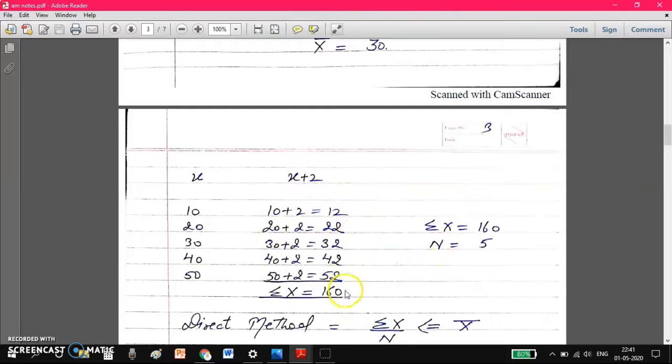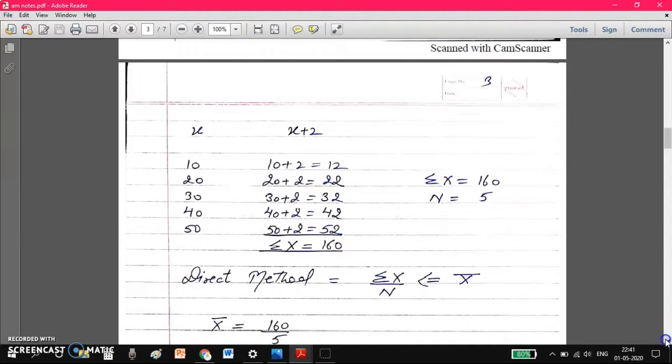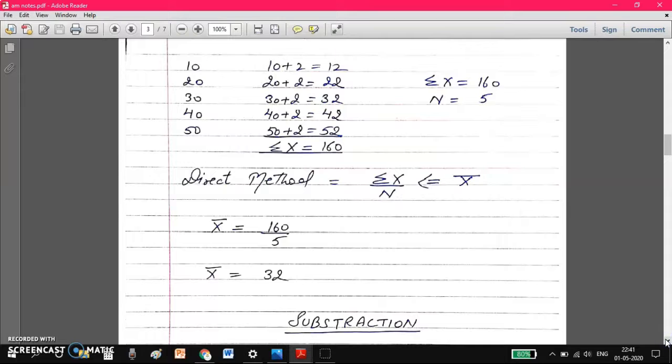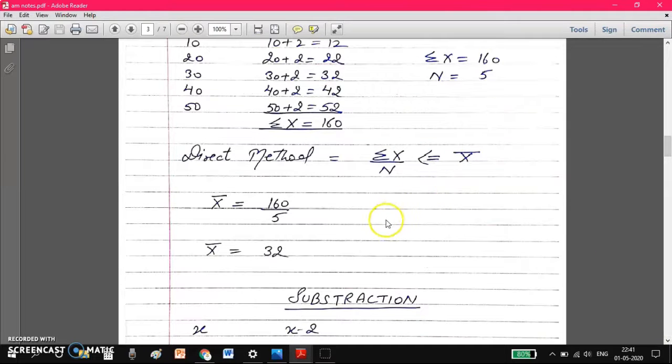So after adding all the numbers, you will get 160 by 5, and again here as well we use the direct method, the same method we are using here, that is summation X by N. We'll divide them, and after cutting, 30 will be the answer.